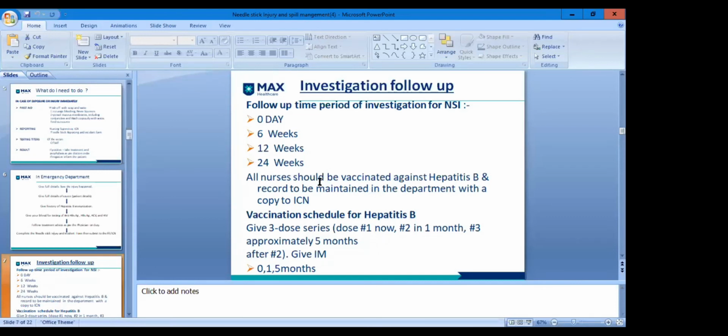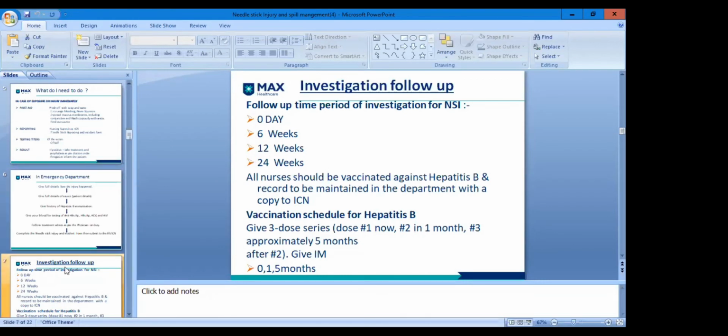All nurses should be vaccinated. I hear the word used is nurses, but I would say all healthcare workers should be vaccinated against hepatitis B, and the record should be maintained by the infection control nurse. All hospitals should have their vaccination status according to their vaccination policy. The vaccination schedule for hepatitis B is a 3-dose series. Dose 1 now, the second dose in the first month, and the third dose after 5 months. So we call it 0-1-6. This is given intramuscularly.